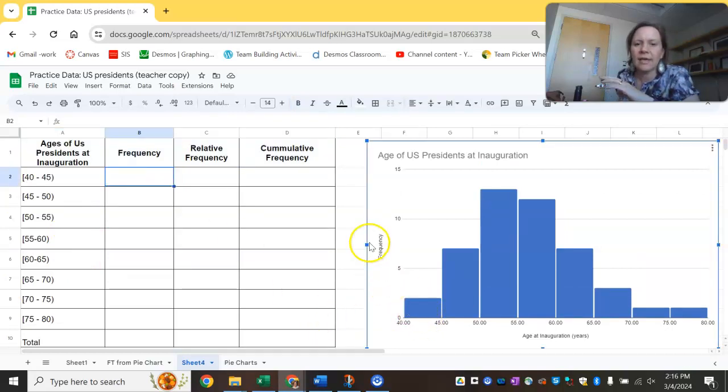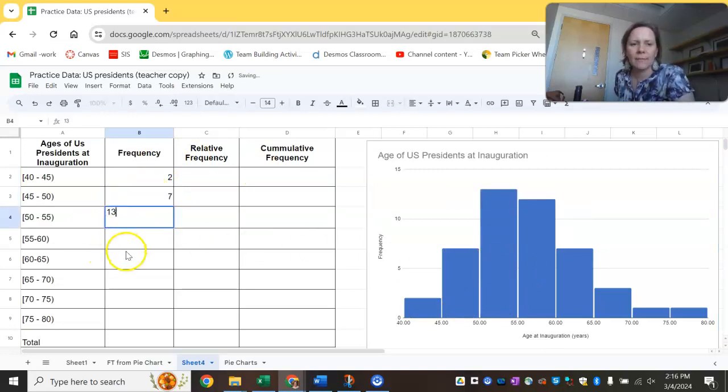So looking, and again, just like with pie charts, we don't get the numbers written out, but if I highlight over a bar, it tells me how many are in that group. So I'll notice in this first group from 40 to 45, there are 2 presidents. And I like to go through and get all my frequencies first. So we got 7 in the next group, 13, and then 12.